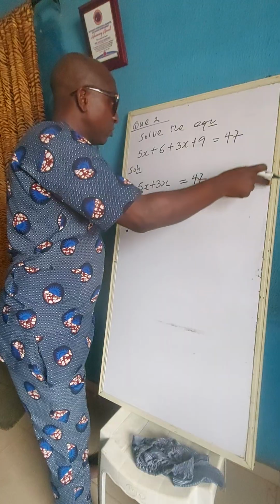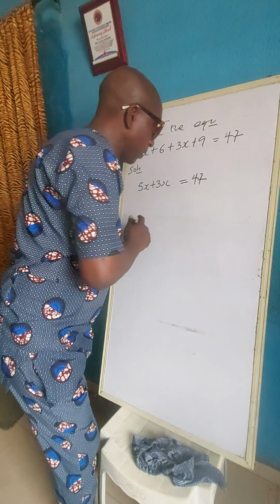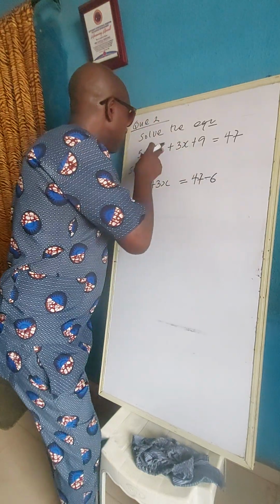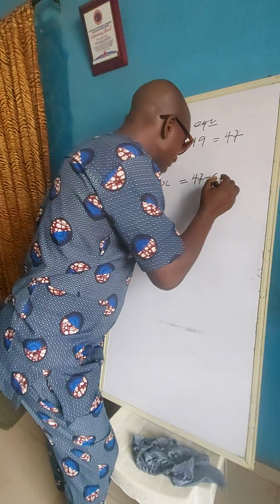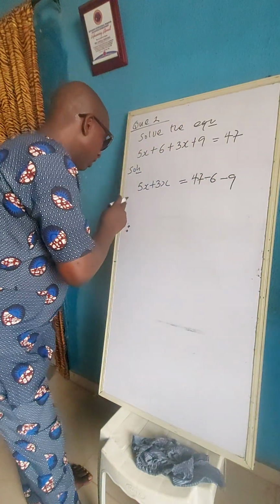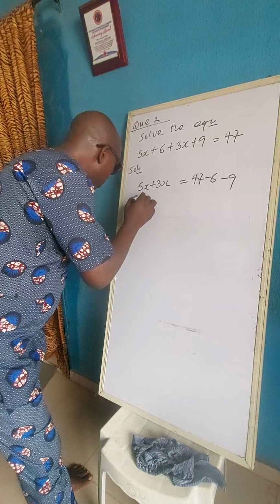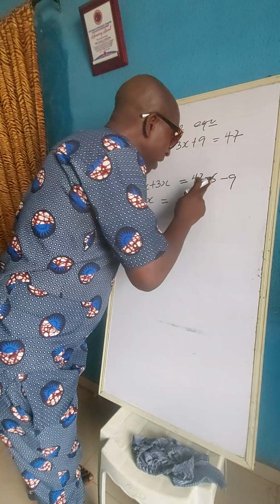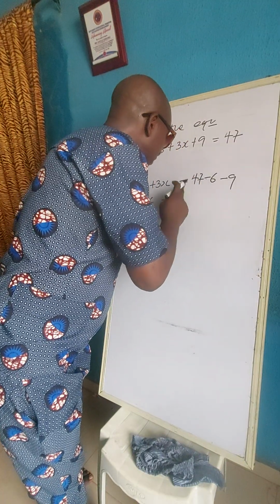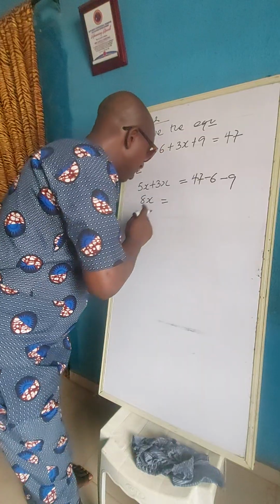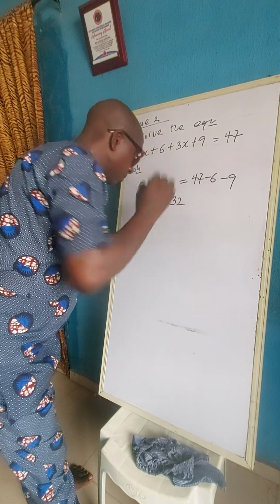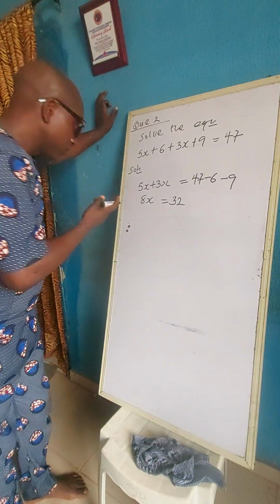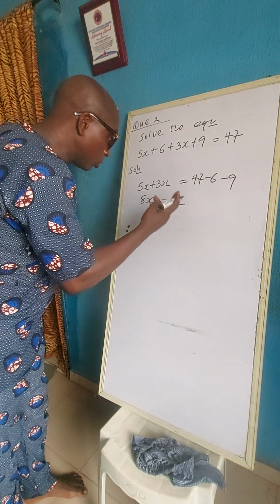Plus 6, move to the other side, it becomes minus 6. Plus 9, move to the other side, minus 9. Then 5x plus 3x equal to 8x equal to 47 minus 6 minus 9. That means 47 minus 15, that will give us 32. That means 8x equal to 32.